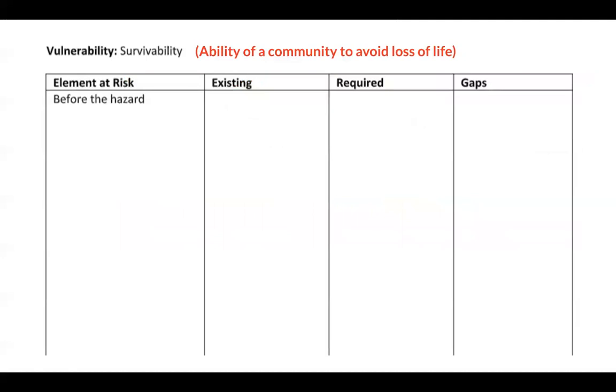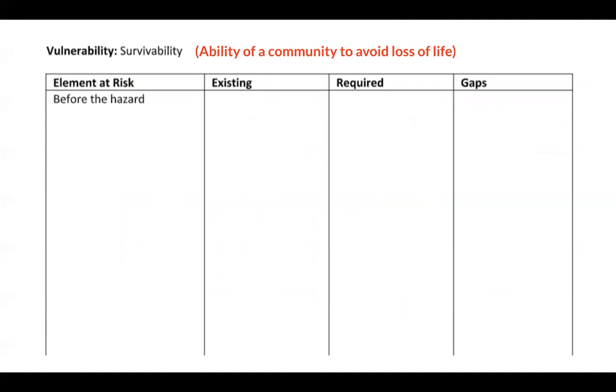So next we'll take a look at assessing capacity for survivability, which is the ability of a community to avoid loss of life during a hazard event. This part of the form starts looking at capacities before and during a hazard, since capacities that help at these two stages can be very different.